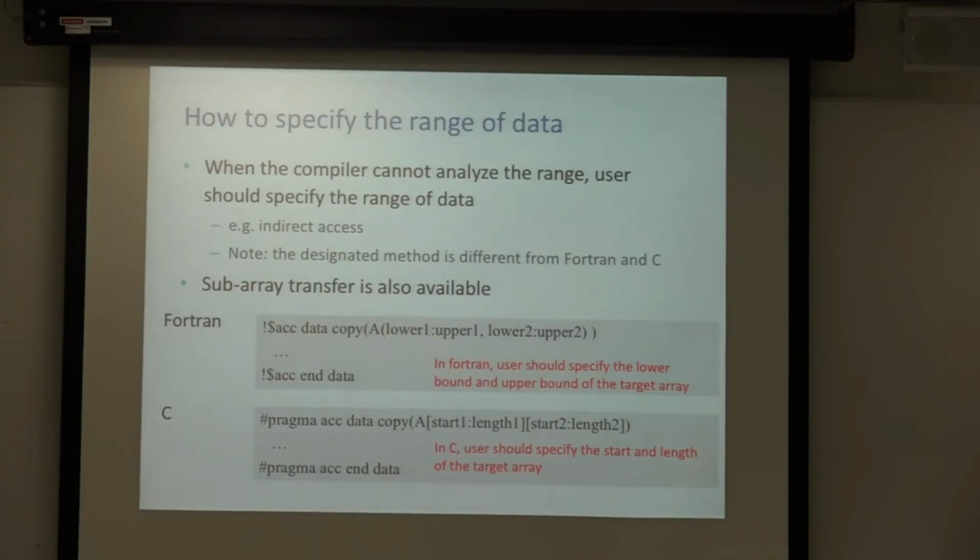So this is how to specify the range of data. When the compiler cannot analyze the range, the user should specify the range of the target array. Sub-array transfer is also available by using this. In Fortran, users should specify the lower bound and upper bound of the target array. On the other hand, in C, the user should specify the start and length of the target array.